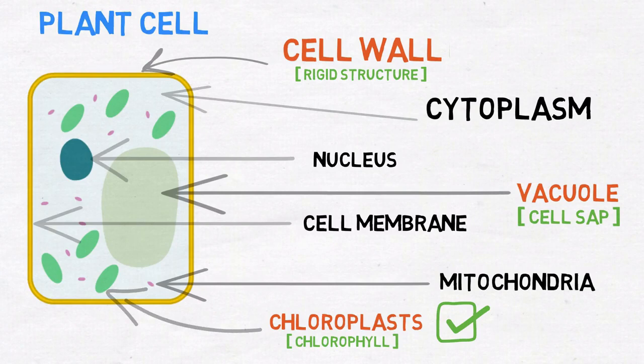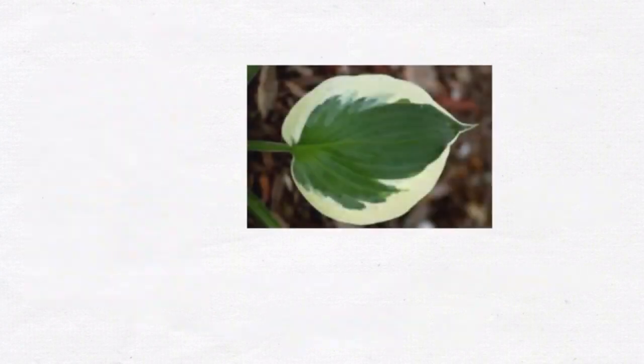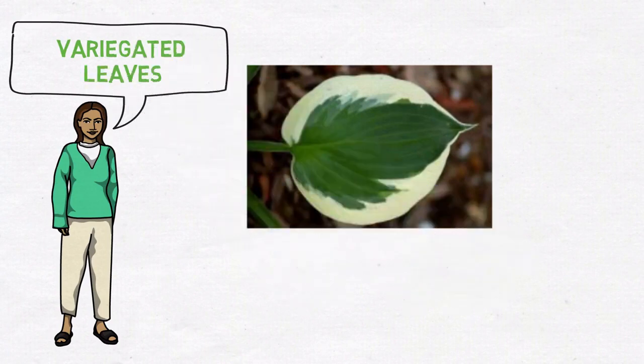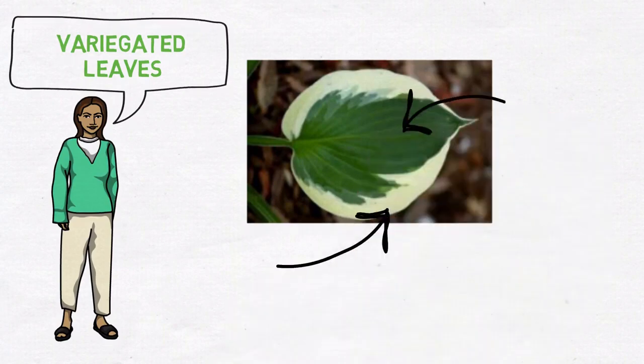Every green part of a plant contains the pigment chlorophyll. Some plants have variegated leaves, which are only half green. You can tell that the green parts contain chloroplasts, and the other parts don't.